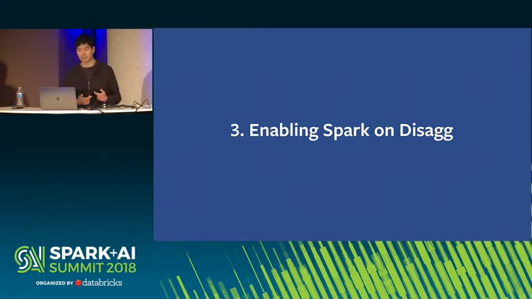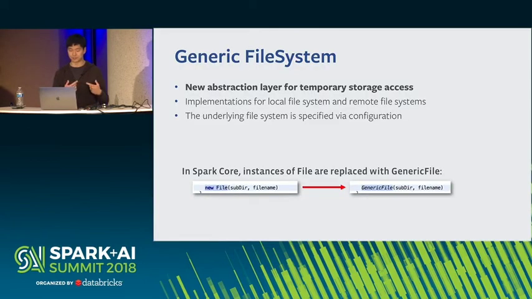So now I want to discuss how we enabled using Spark on Disagg. If you recall, essentially the difference is that we need to store these temporary files in the Disagg storage cluster. So we implemented a new abstraction layer called generic file system. What this looks like in code is, in Spark core, we take instances of calling Java's file and replace them with our generic file interface.